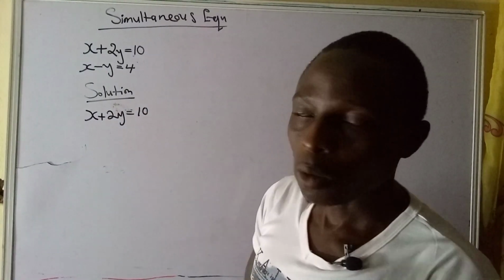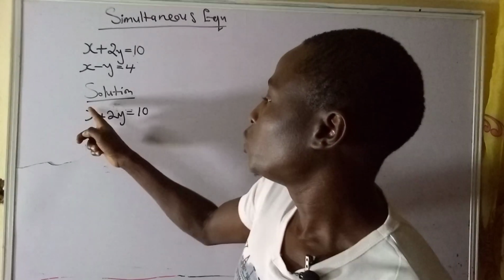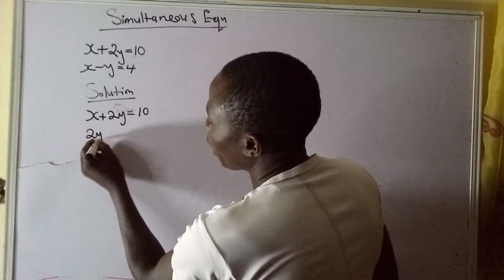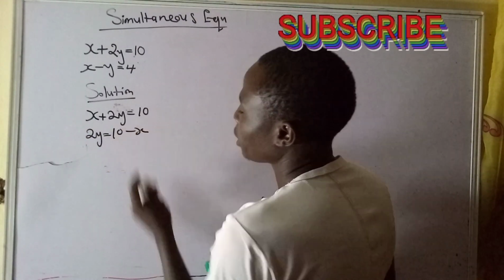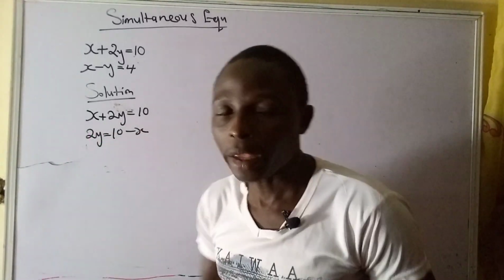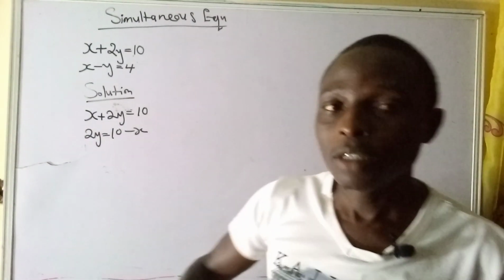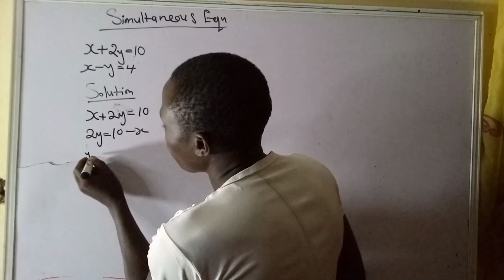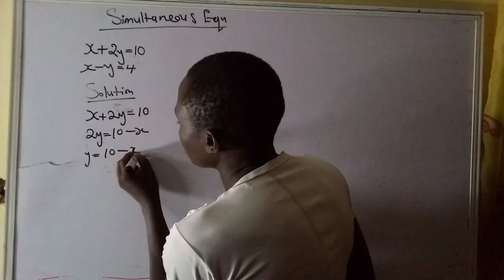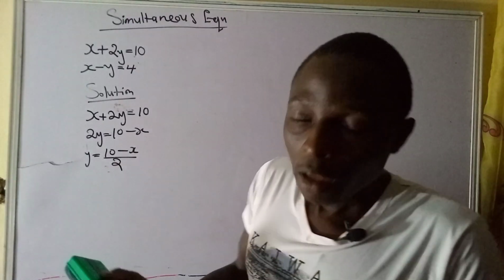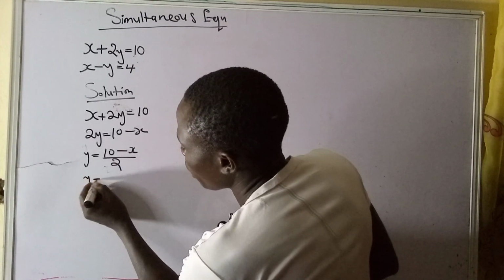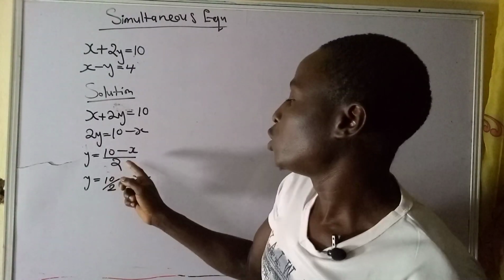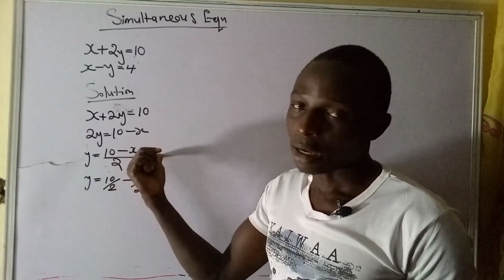In trying to make y the subject of the formula, I'll have to take x across the bridge to be 2y is equals to 10 minus x. So I'm looking for y. I will have to divide both sides by 2 so as to remove this 2. So now I have y is equals to 10 minus x, everything over 2. If you like, you can set y is equals to 10 all over 2 minus x all over 2, because this 2 is for both 10 and x.